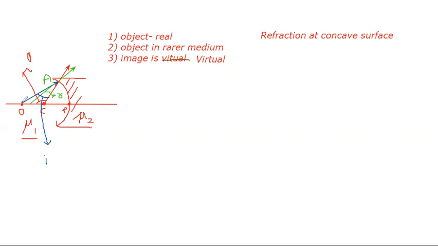Now what happens? A ray of light OA goes and hits the refracting surface, and after refraction it bends towards the normal. The red line represents the normal on the surface. Let this be N. CN is the normal, right? OA is the incident ray, and after refraction it goes to, let this be B. So AB is the refracted ray.